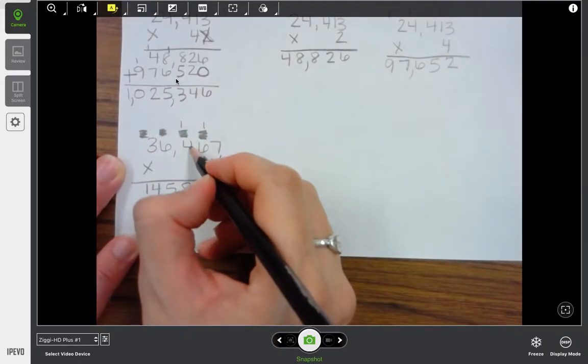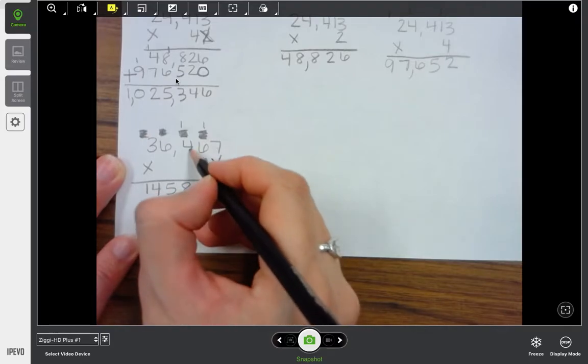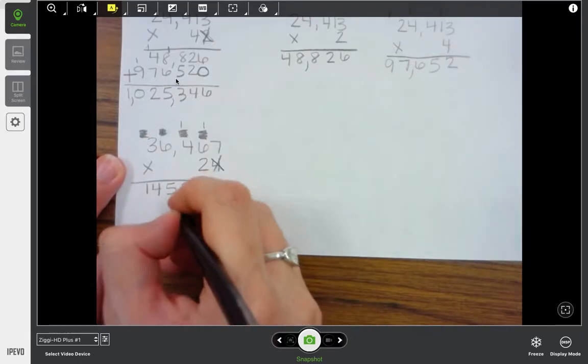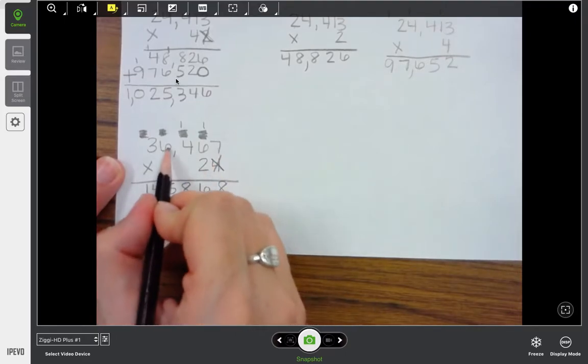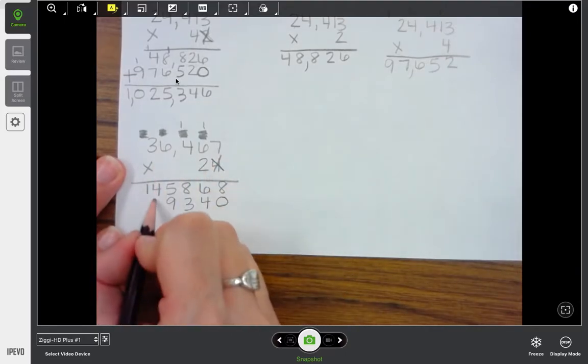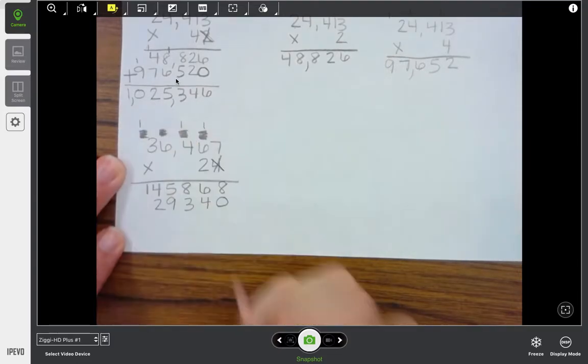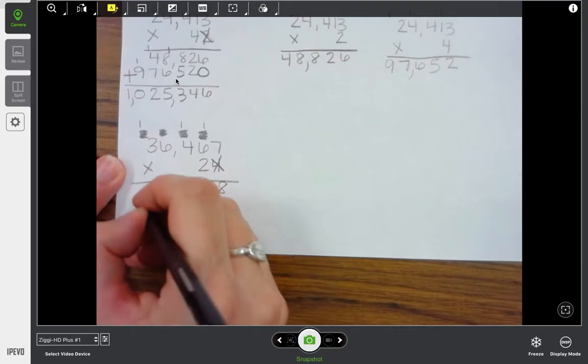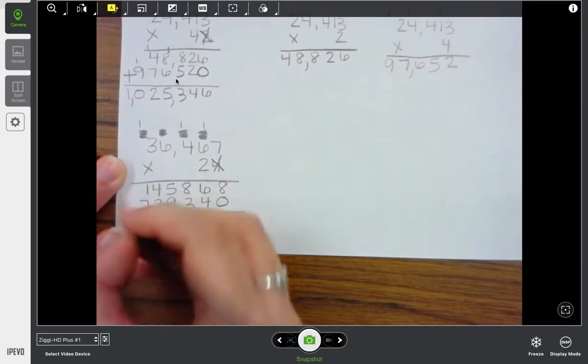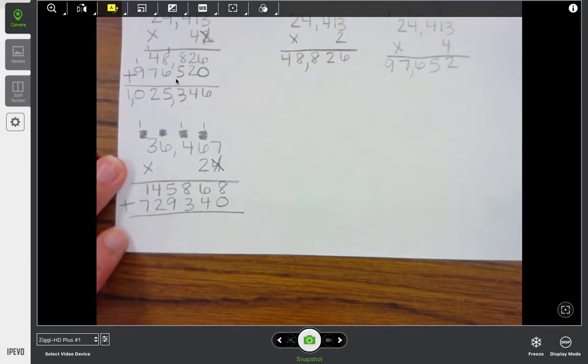2 times 4 is 8, plus 1 is 9. I don't have anything to carry. 2 times 6 is 12. I'm going to put my 2 and I carry my 1. 2 times 3 is 6, plus 1 is 7. And then I will add.